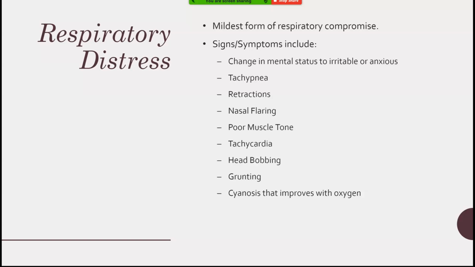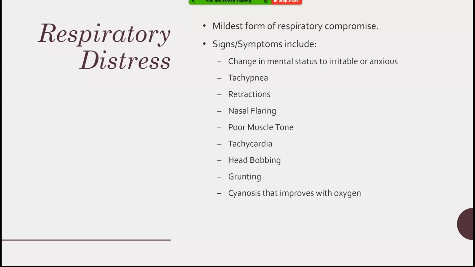Retractions are not noticeable under clothing, adult or pediatric. In an adult, you can see it in the supraclavicular region, right? You can see some retractions. Babies, the retractions are going to be all intercostal. You're going to have just significant notes of those ribs. That's the word I was looking for.